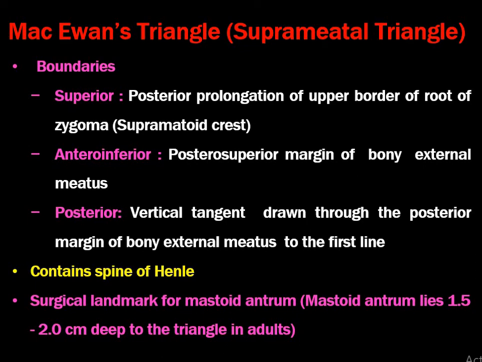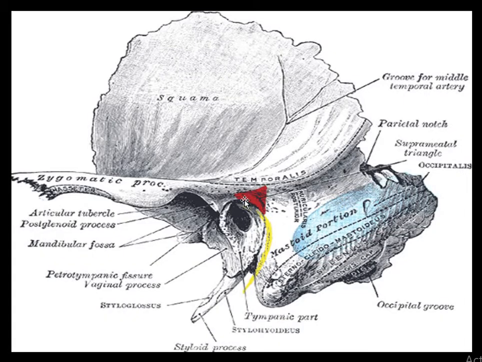The mastoid antrum lies 1.5 to 2 cm deeper to the triangle in adults. This is an important question to be asked in the final exam as well. You can see McEwen's triangle here. This is the upper border, which is made by the posterior prolongation of the root of the zygoma here, and the anterior-inferior boundary is formed by the bony posterior canal wall. This is the bony posterior canal wall, and the third line is the tangent drawn from the second line to the first line. So this is McEwen's triangle, the surgical landmark for the mastoid antrum, the surface landmark being the mastoid.